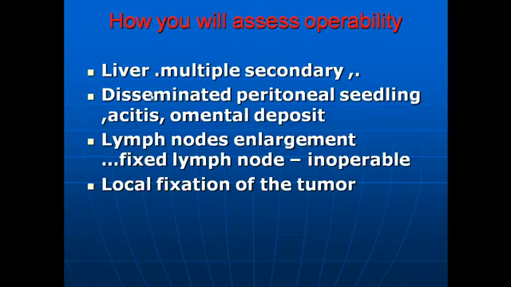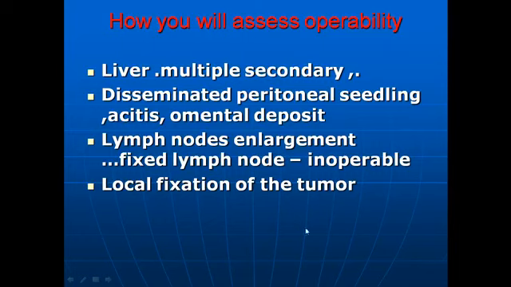Number two, if the patient is having a disseminated peritoneal seedling in the form of ascites or omental deposit. After laparotomy, if you see the patient is having a widespread peritoneal seedling, ascites, or an omental deposit, this again is not resectable. Lymph node enlargement, again, if you find a fixed lymph node, it is inoperable, and most important thing is the local fixation of the tumor.